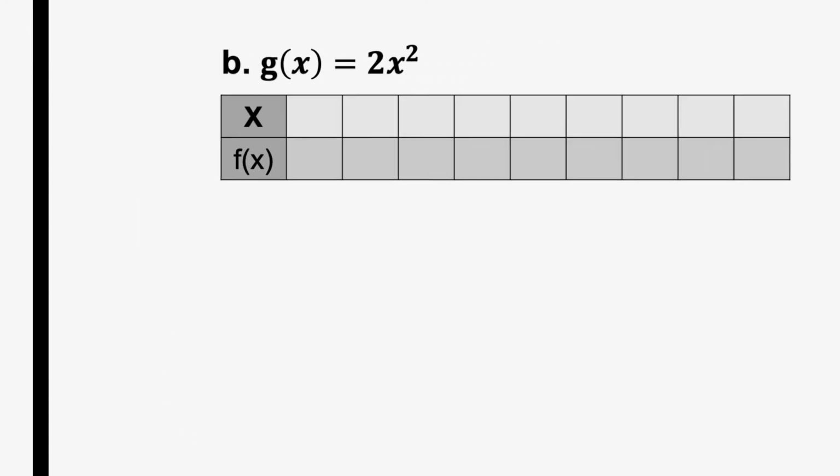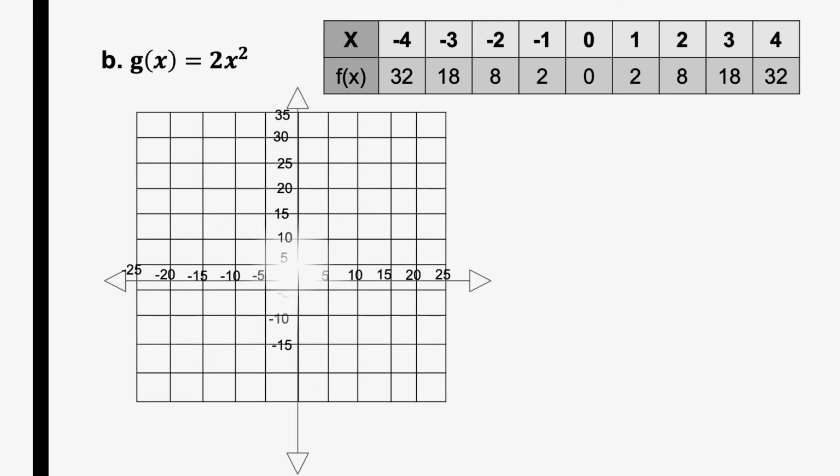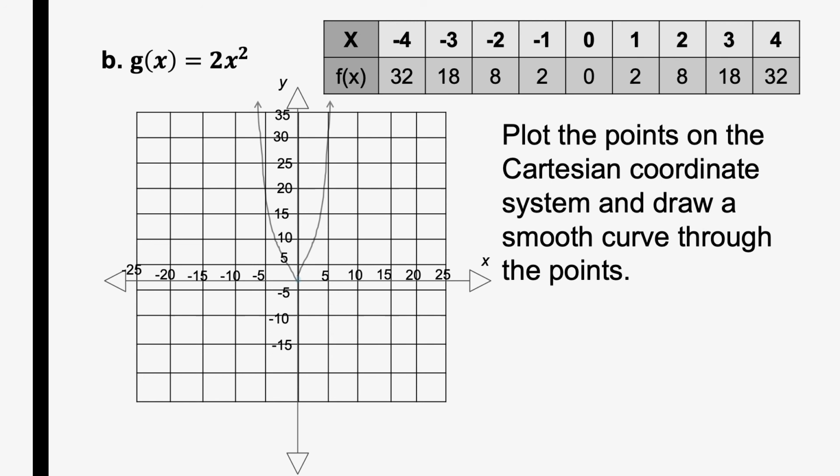Now, the next step will be to graph. So plot the points on the Cartesian coordinate system and draw a smooth curve through the points. So we have 0 and 0, which is the vertex. We have negative 1 and positive 2, positive 1 and positive 2, negative 2 and positive 8, positive 2 and positive 8, negative 3 and positive 18, positive 3 and positive 18, negative 4 and positive 32, and positive 4 and positive 32.